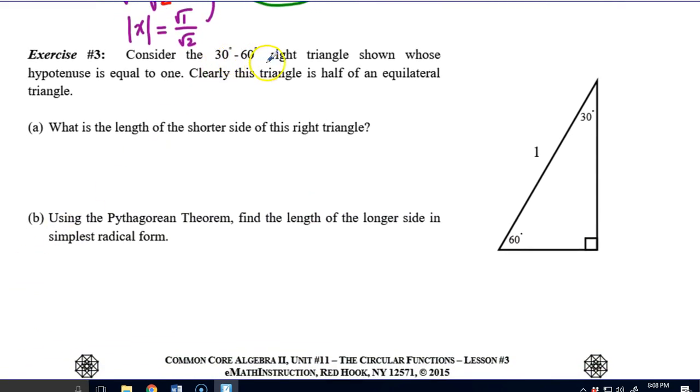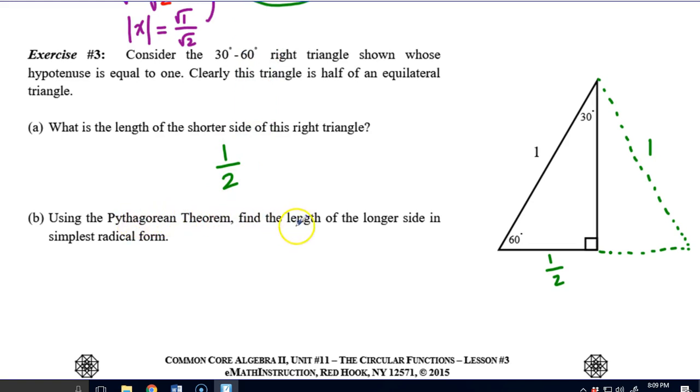Second triangle is a 30, 60, 90 triangle. Hypotenuse is 1. It's half of an equilateral triangle. So let's sort of draw a dotted equilateral triangle here. Okay, so if you use your imagination, there's an equilateral triangle with ones all the way around. So if this entire base is 1, obviously half of that would be half. So the shorter side is half. Hopefully that makes sense to you.